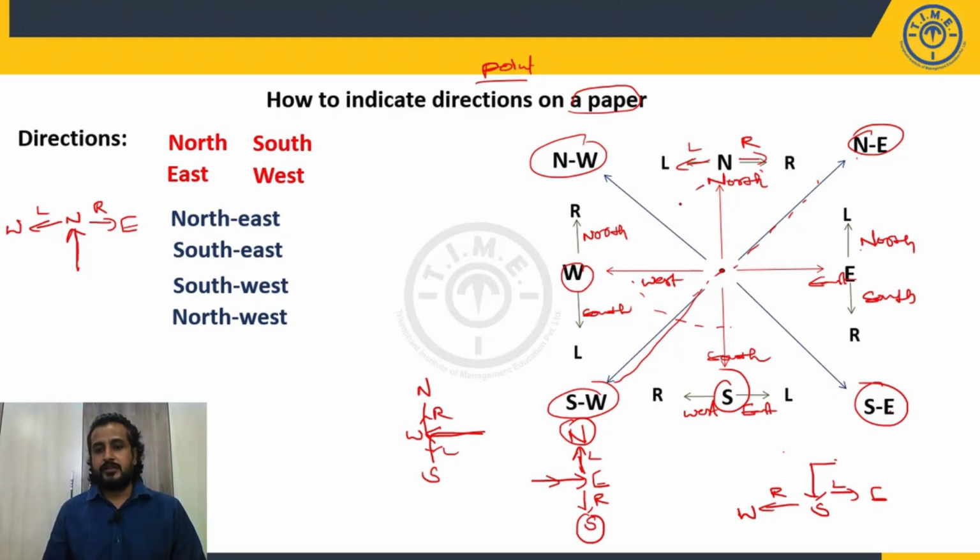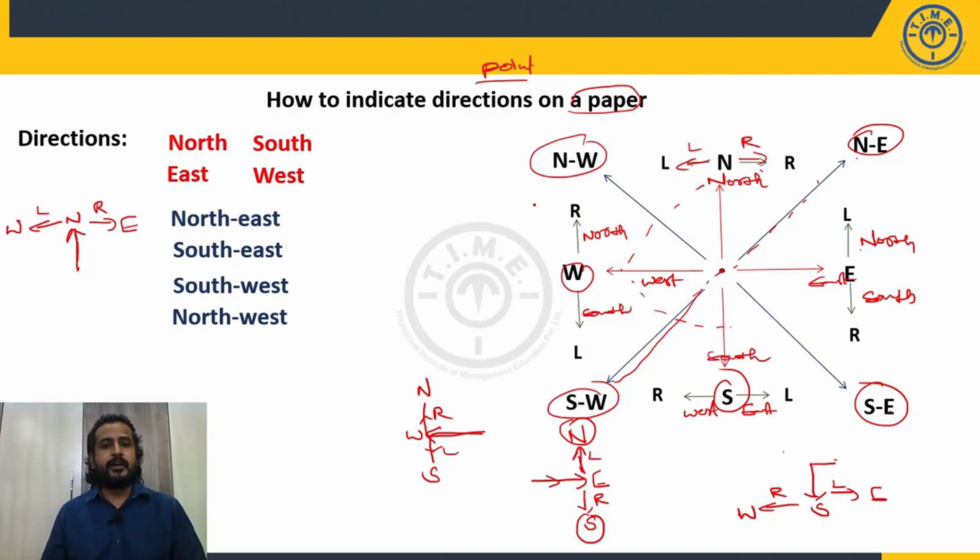Now west and north, this direction is northwest. Okay, so these are all the technical terms that we come across in a question in the data. North, east, west, south. While moving north, east, west, south, what is the left hand side and what is the right hand side? And the other technical terms that we may come across are northeast, southeast, northwest and southwest.